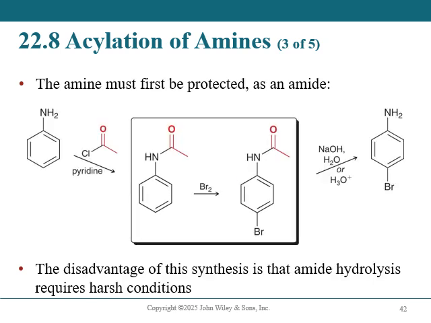So what does that mean? The amine group must first be protected, so we turn it into an amide, and then we can undergo bromination, especially if we're just looking for bromination to happen in just one place, in this case the para position.